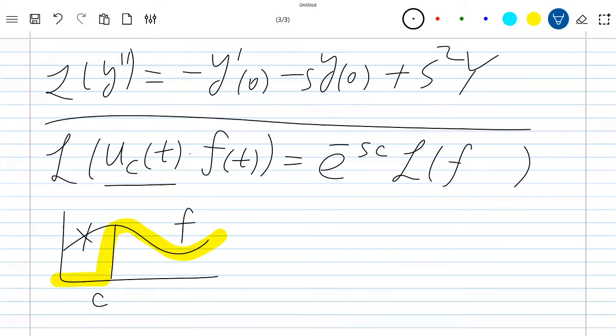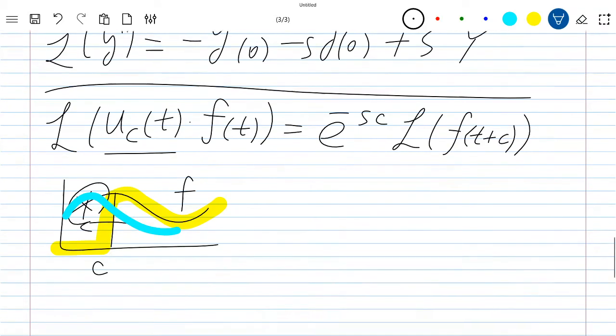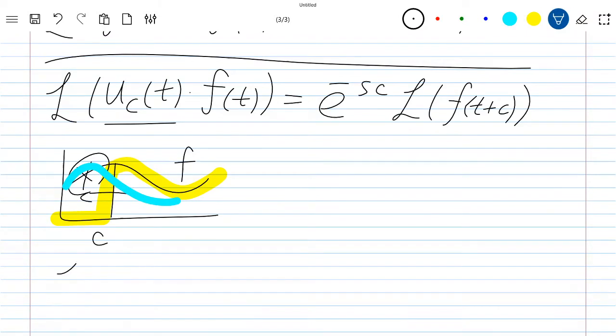So if you put f here, it will use this part, which is not there anymore, so you have to shift the function backward. So you'll get something like just this. Okay, so you have to shift to the left, which means you have t plus c here. So that's your formula.